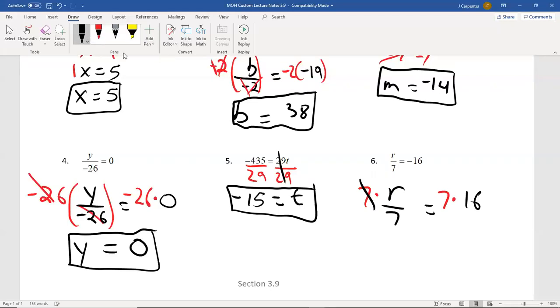We do that so the 7's cancel. One's on the top, one's on the bottom. So we get r equals, and then we're going to do 7 times 16. And again, if you want to use a calculator for something like that, you can, but you should still be capable of doing that without a calculator. 10 sevens would be 70, 6 of them is 42, and 42 plus 70 is 112. All positive, so the answer is positive. And that is our answer.